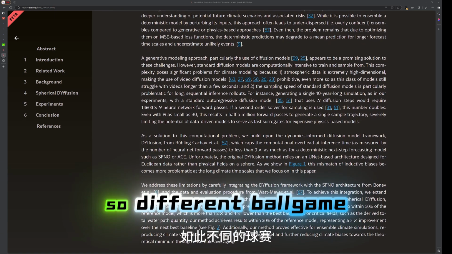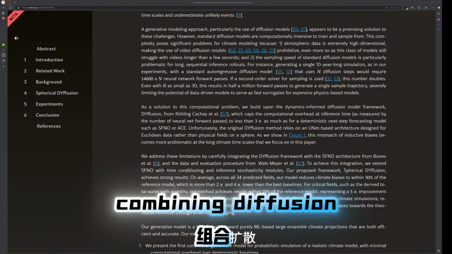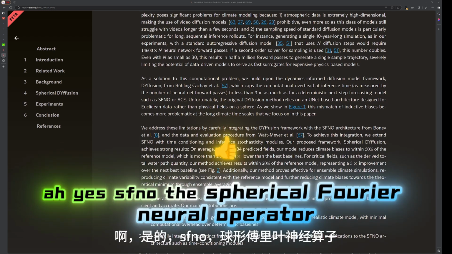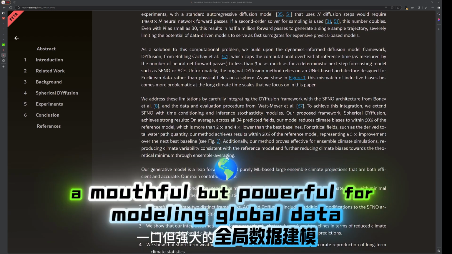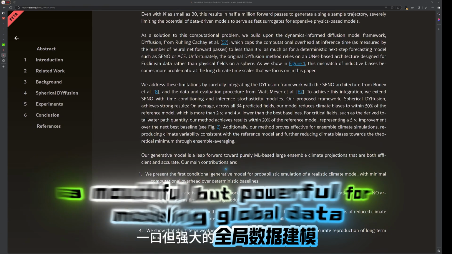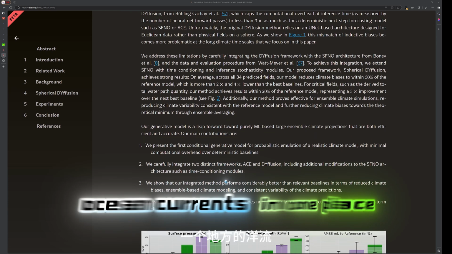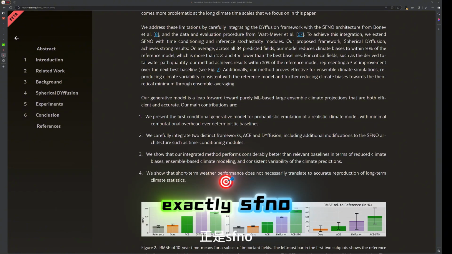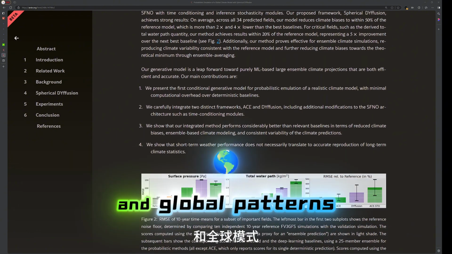So, different ballgame. Now, the paper introduces spherical DYffusion, combining DYffusion, a diffusion-based forecasting framework, with SFNO. Yes, SFNO, the spherical Fourier neural operator. A mouthful, but powerful for modeling global data, Earth stuff. Right, because understanding how, say, ocean currents in one place can impact weather patterns across the globe, that's crucial for climate modeling. Exactly. SFNO excels at capturing those long-range interactions and global patterns.